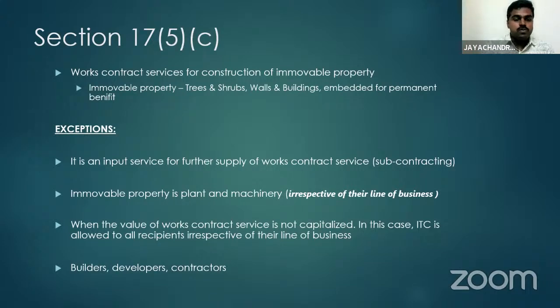I will categorize it into two. Either the works contract services invoice is raised in the name of the builders, developers, or contractors, because builders, developers and contractors provide only the services relating to building the immovable property, but the owner is different from the builder, developer and contractor. The owner of that immovable property is different from the builders, developers and contractors. What they are saying is, if works contract services are availed and invoices are raised in the name of these builders, developers and contractors, they can avail the ITC. If the invoice is raised in the name of the owner of that immovable property, that ITC is blocked.